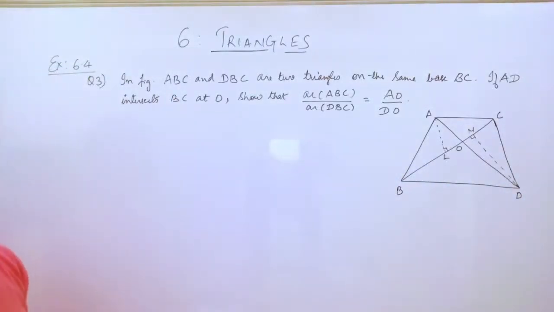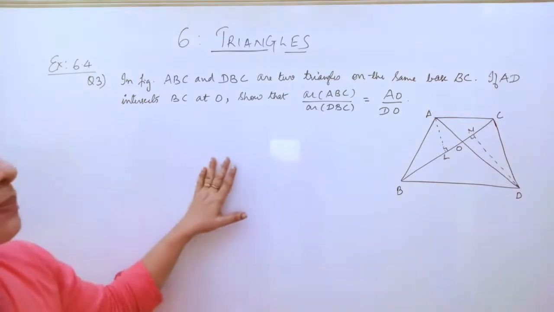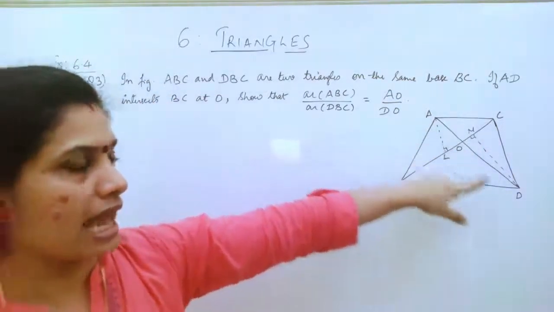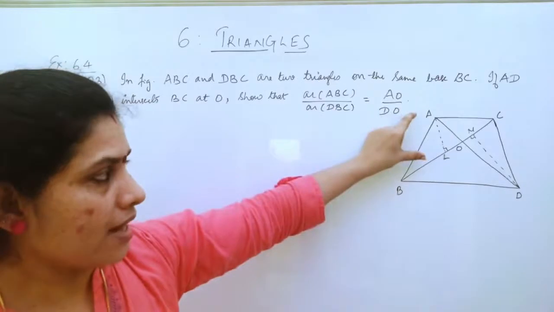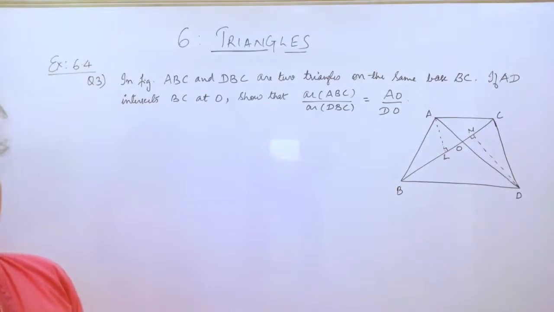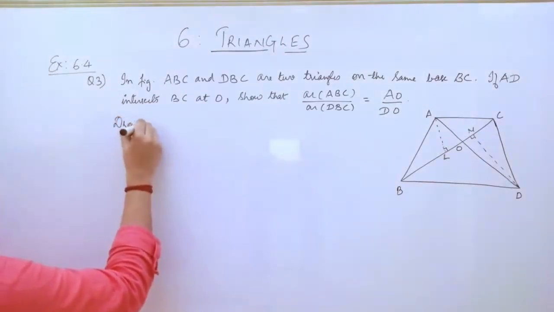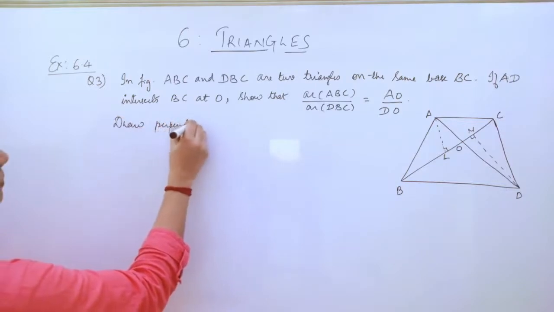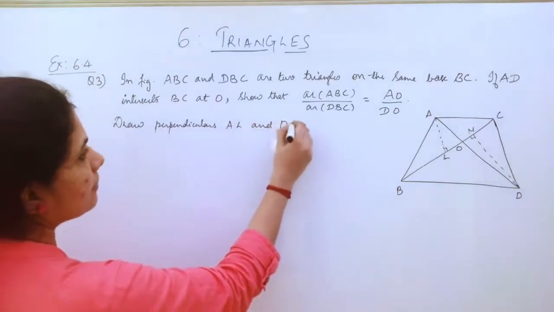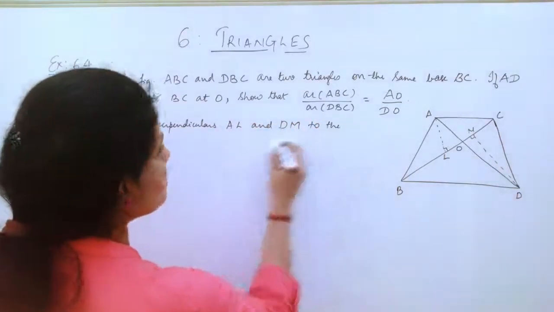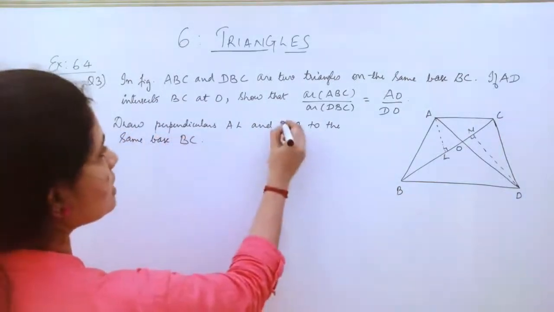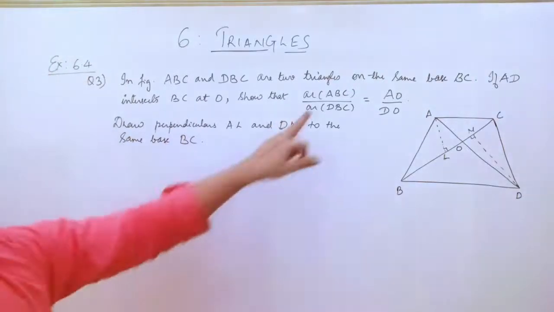So in order to start the problem, first we are drawing perpendiculars to the same base from the points A and D. That means we are taking AL perpendicular to BC as well as DM perpendicular to the same BC. Draw perpendiculars AL and DM to the same base BC.